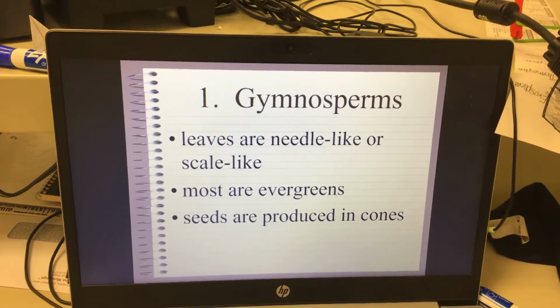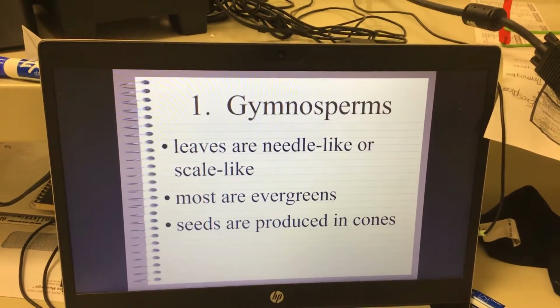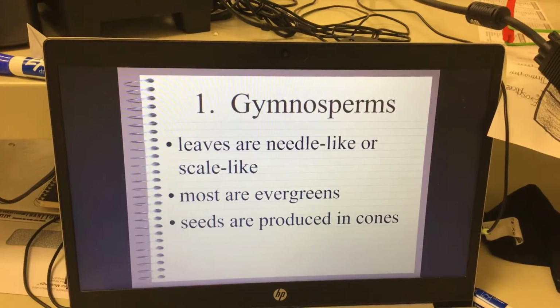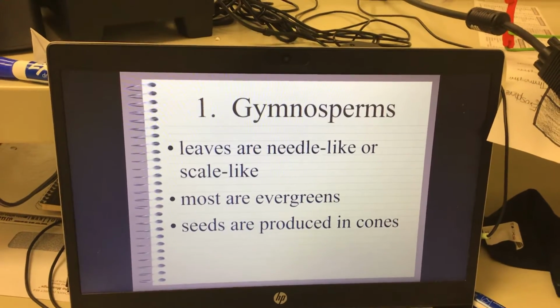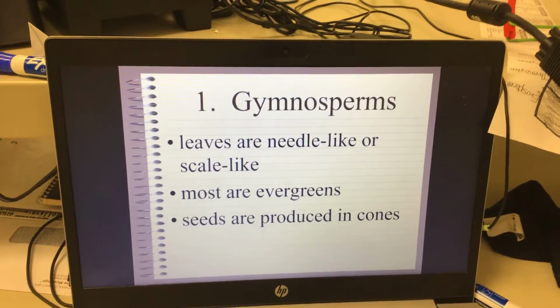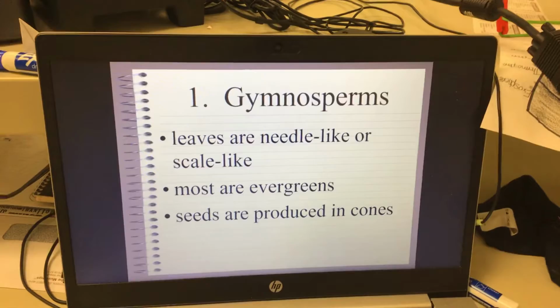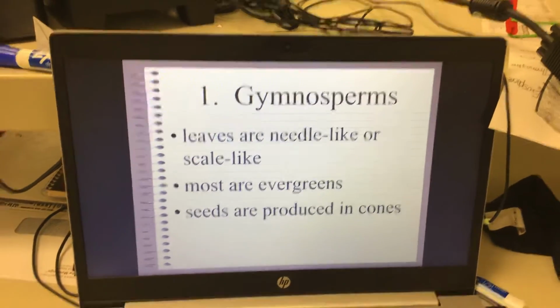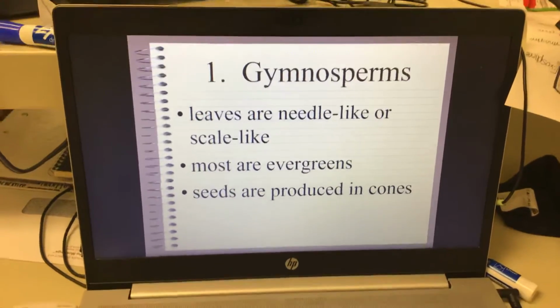If you want to get your parents to think you're really smart, call your Christmas tree a gymnosperm. Say, Mom, let's gather around the gymnosperm and open up presents. They'll either think you're really, really smart, or they'll tell you to stop being weird. But that is a gymnosperm.